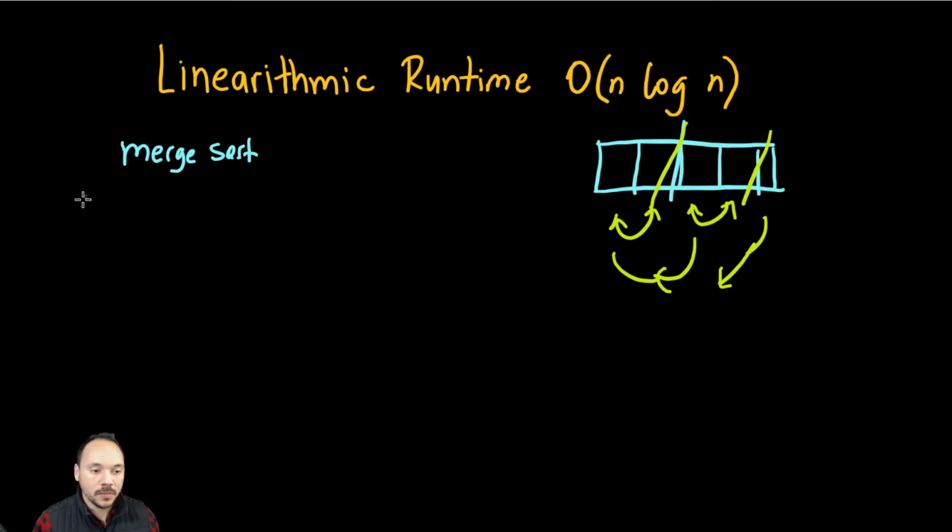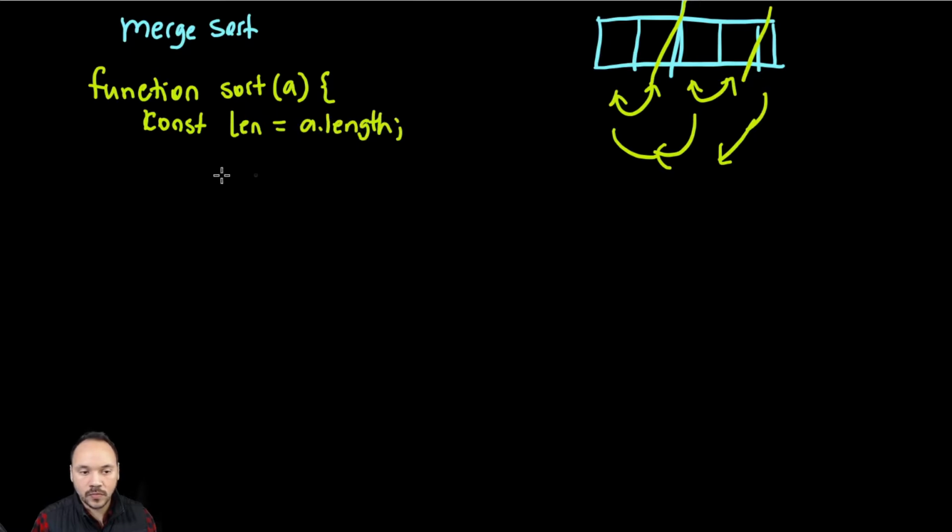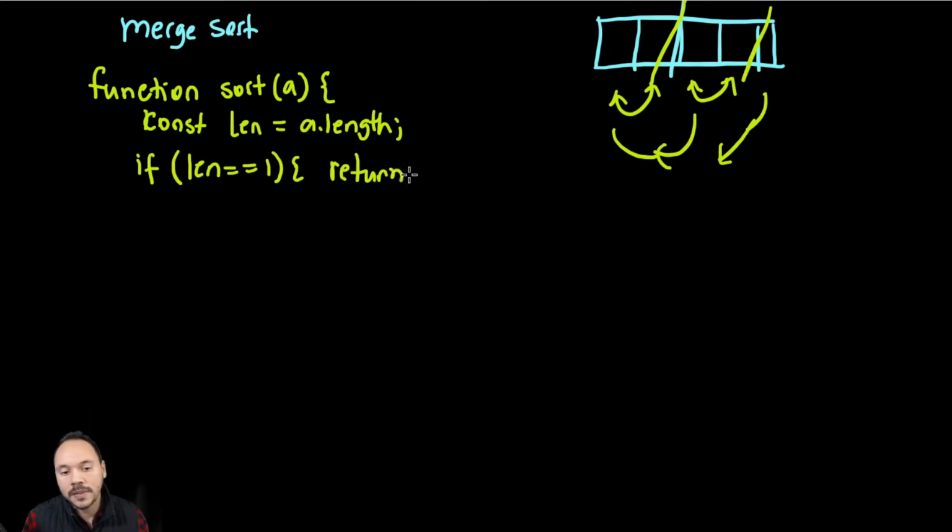So let's implement that. We need two functions. One is called sort, another is merge. Let's start with sort, which is a recursive function, and it's going to split the array in half each time. A is the array. If the array only has one element, we have nothing to do there. We just return the whole array as it is, we don't have to sort it.